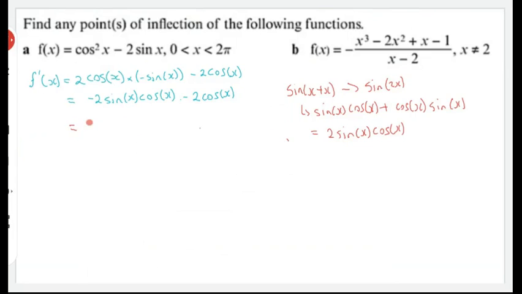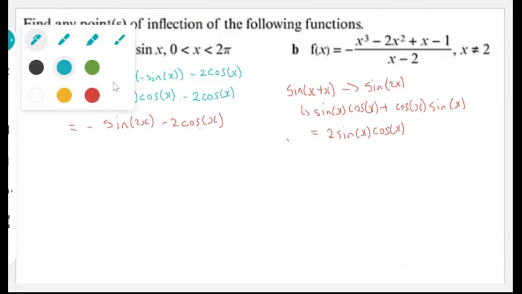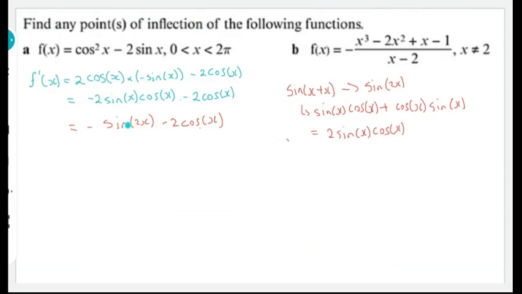So in actual fact, this is the same thing as minus sine of 2x minus 2 cos x. And the reason that I've written it like that is because we're going to differentiate this again. I wanted to avoid using the product rule. So it's handy to know these identities because you can make work a little bit easier for yourself. So that's the first derivative.